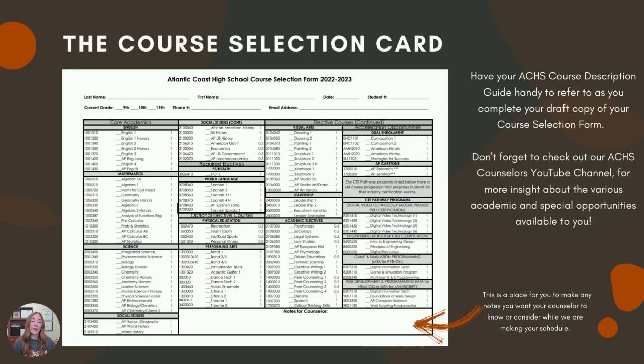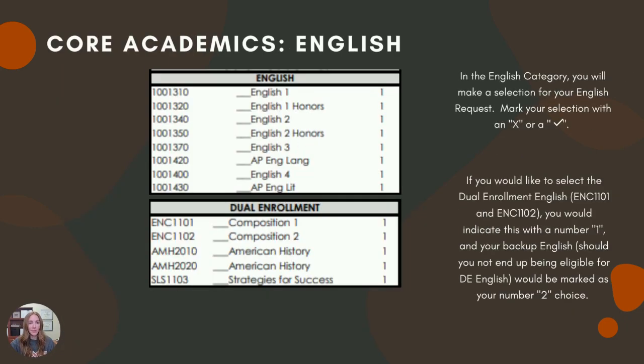So while we are creating your schedule, we have your course card in front of us, and we will see any notes that you may have made. So beginning with English, in the English category, you're going to make a selection for your English request. You're going to mark that either with an X or a check. We don't mind, whichever way you want to mark the line next to it.